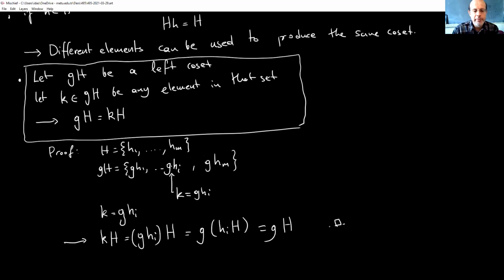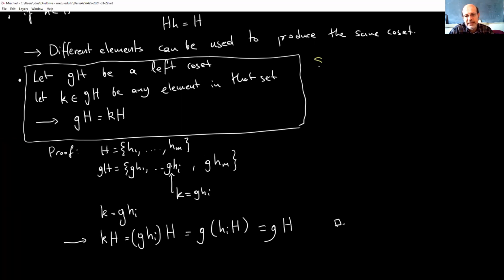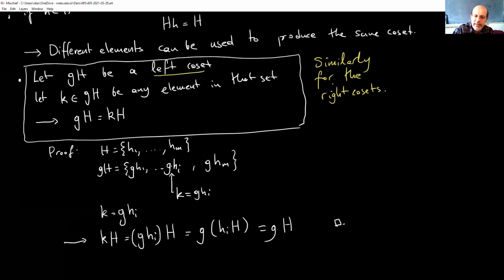All right. So basically, we generate a coset by its elements, right? Something like that. So this is going to be important, and so similarly for the right cosets. So let me write it as a comment in here, as a yellow comment. So this is similarly for the right cosets. So this is for a left coset, but for the right cosets as well, you can do the same thing.